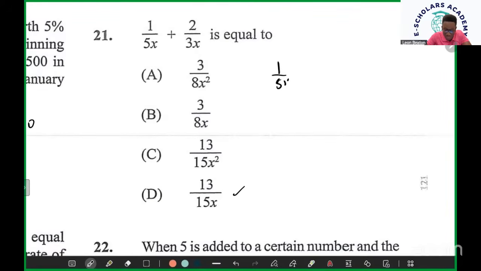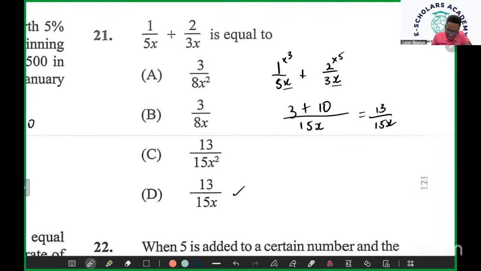So 1 over 5x plus 2 over 3x. Find the LCM. The LCM of 5 and 3 is 15, and the LCM of x and x is simply x. And then you divide. 15x divided by 5x: 5 into 15 is 3, and the x's cancel out, so you multiply this here by 3. This will be 1 times 3 is 3, plus 15x divided by 3x, that is 5. You multiply this by 2, so 2 5s are 10. So this will be 13 over 15x, which is D.